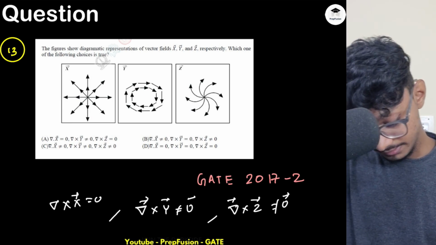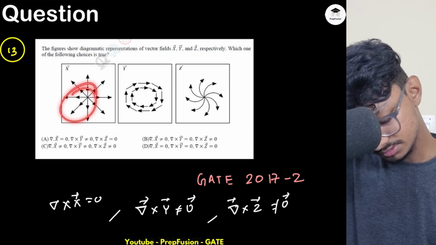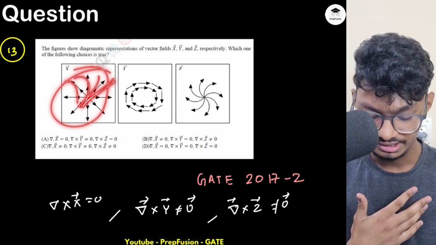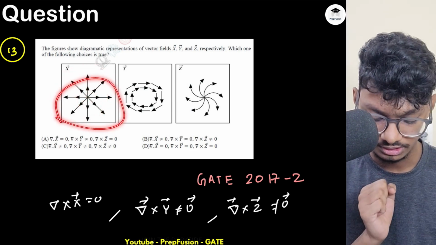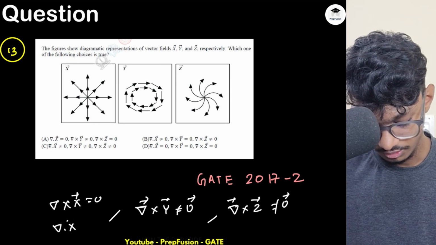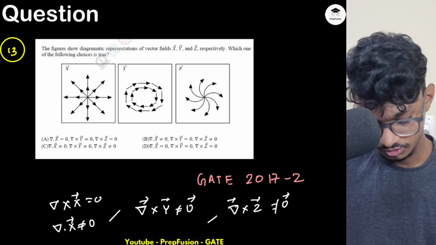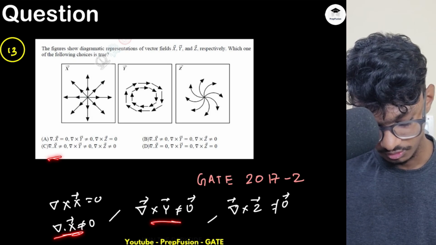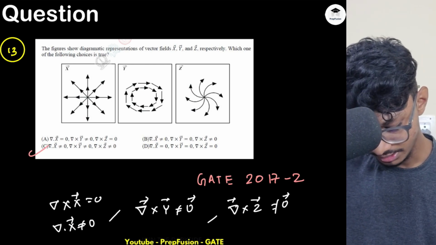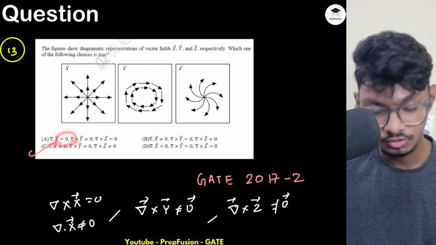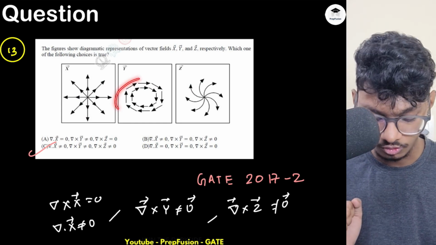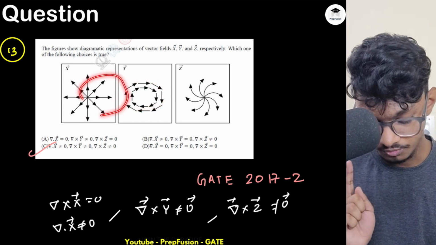But I can definitely say that x is non-solenoidal. Why? Because some field is getting out through a surface enclosing it, so this is not 0, and del dot x will also not be equal to 0. So according to this, del dot x should not be equal to 0, del cross y should not be equal to 0, and del cross z should not be equal to 0. So option A is correct. Why is del dot x equal to 0 incorrect? Because this is not terminating, this is not following a loop.